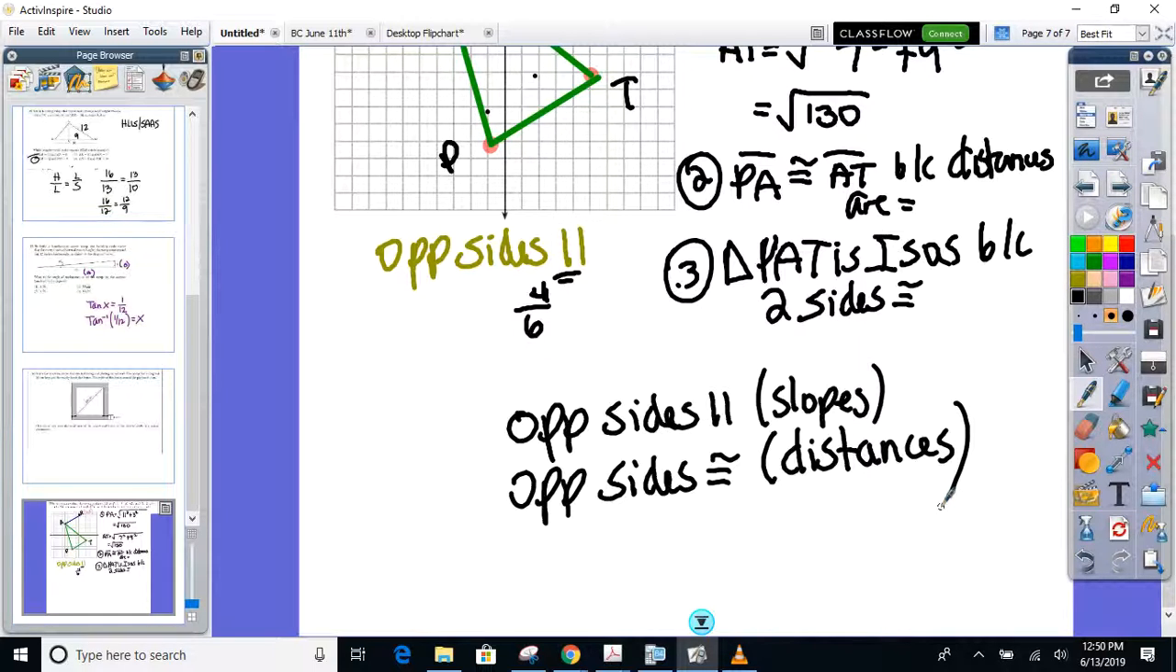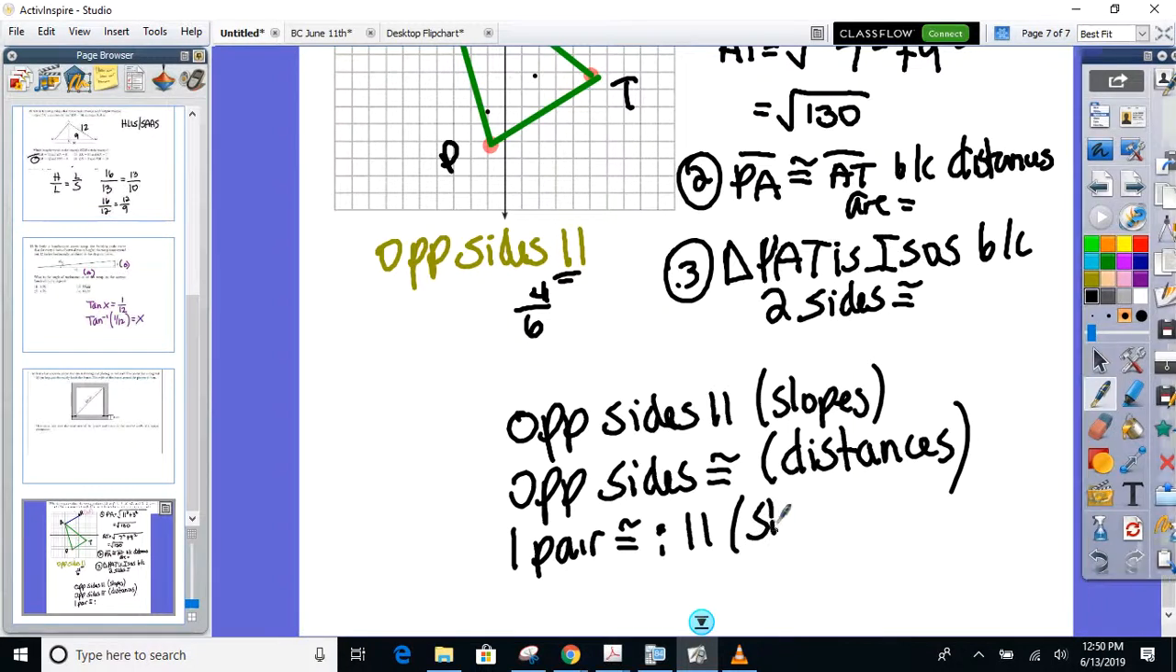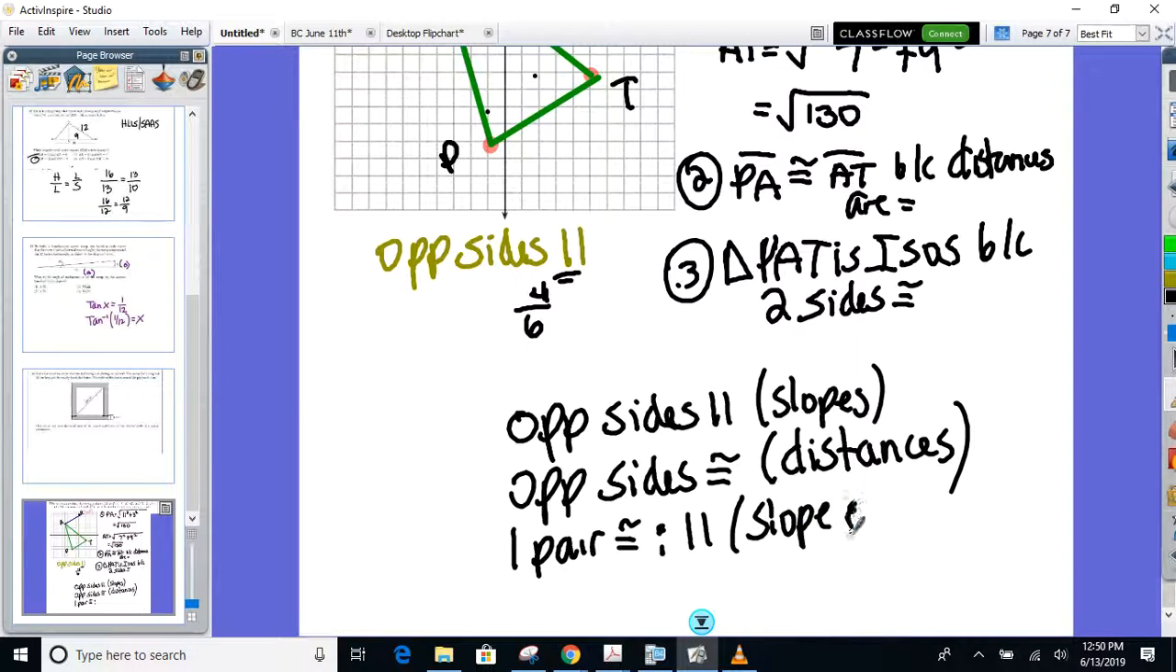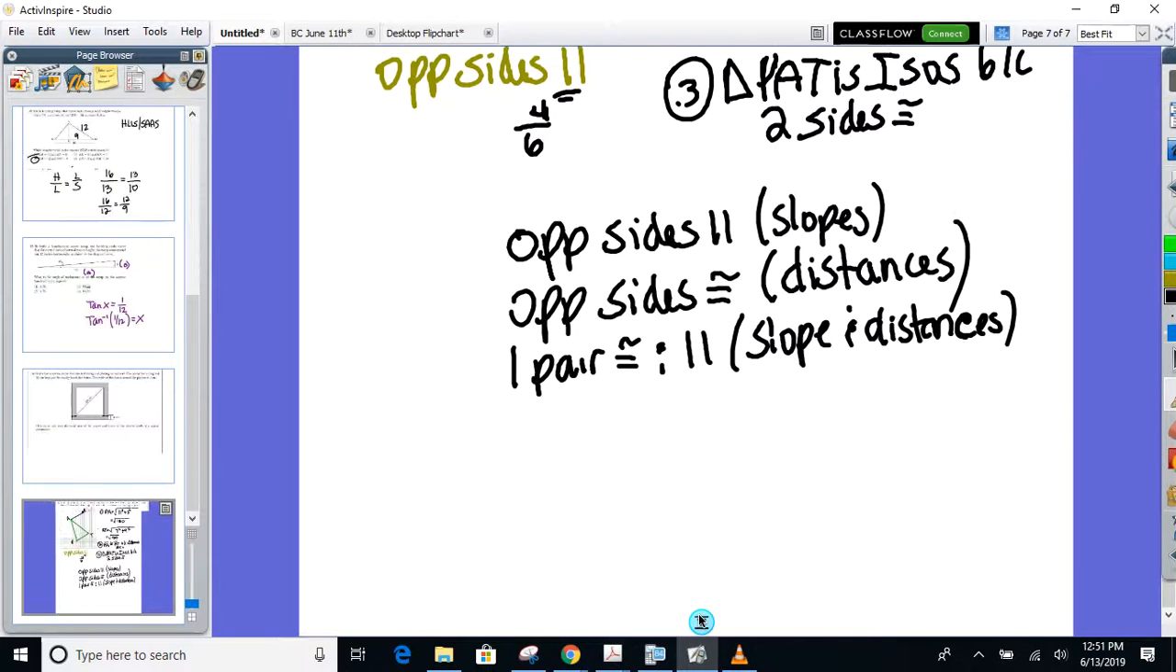If you're feeling crazy, yep: one pair of opposite sides congruent and parallel, if you want to show off. Because then you would need what formulas? Slope and distance. And everyone always forgets, I personally think it's the easiest way, and nobody ever does it because I don't think you guys remember: diagonals bisect each other.